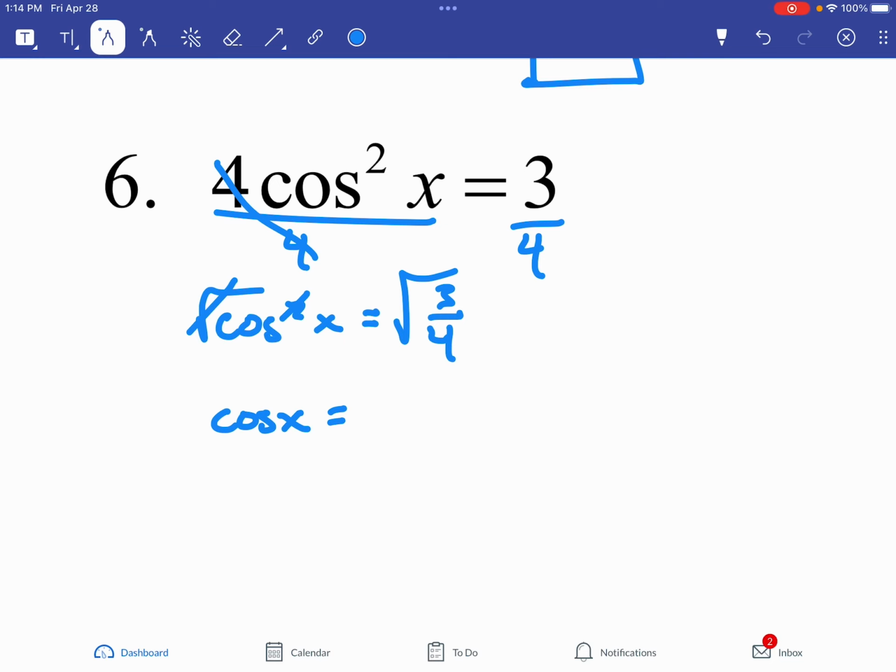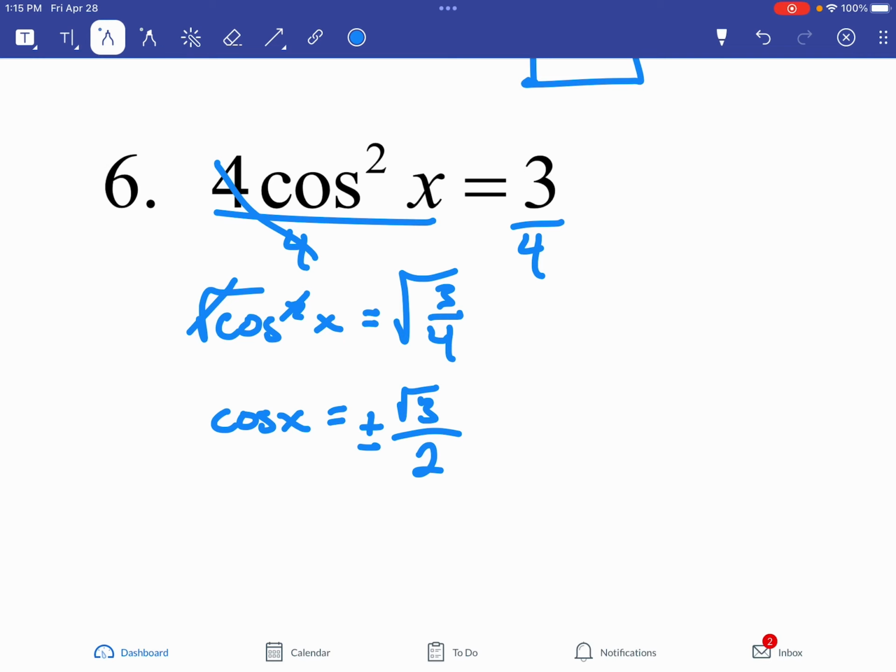We're going to break up the fraction with each having its own square root. So the top would be the square root of 3. That does not change. At the bottom, the square root of 4 is just 2. And since we took the square root of both sides of our equation, we have to put plus or minus.